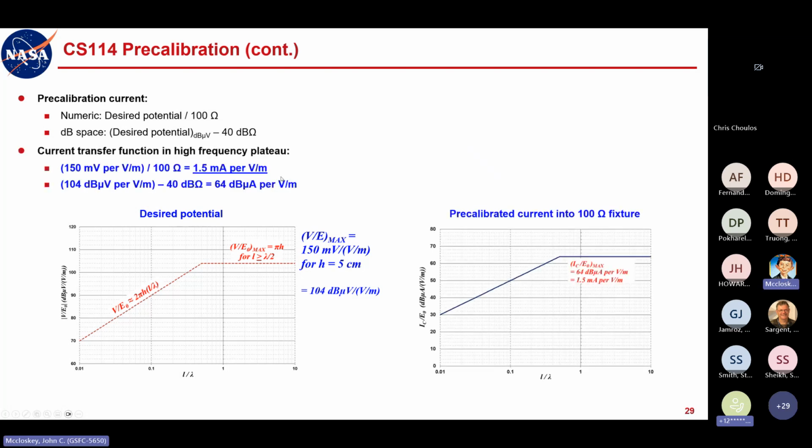So the current transfer function in the high frequency plateau is our 150 millivolts per volt per meter divided by 100 ohms. That's our 1.5 milliamps per volt per meter specified in the mill standard. That's where this comes from. So again, all the pieces fit together as they must. And then in dB space, it's 64 dB microamps per volt per meter. But this 1.5 milliamps per volt per meter is an important thing to bear in mind, because this comes up all the time.